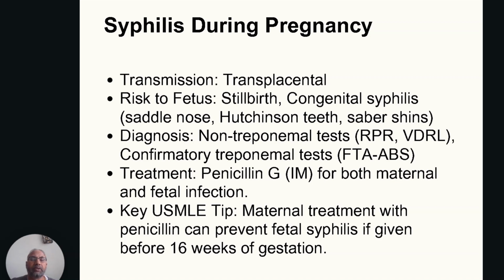As we just said, the key USMLE tip is that maternal treatment with penicillin can prevent fetal syphilis if given before 16 weeks of gestation. As we said, the later the infection is detected, the more chance of harm to the baby. That is why it's always better to give this injection early in the pregnancy, at 16 weeks of pregnancy.